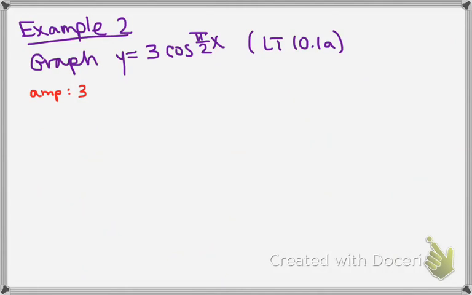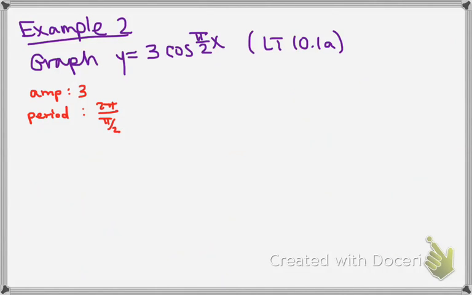Now keep in mind, if that number out front of cosine had been, say, a -3, the amplitude would still be 3. Amplitude is always positive. And then I'm going to look at the period. The period is 2 pi divided by whatever's in front of x, which in this case is pi over 2. So it's 2 pi divided by pi over 2.